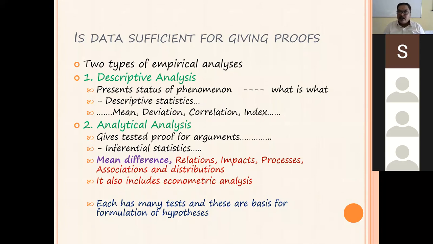Econometrics is a test-proof providing mechanism. The meaning of econometrics itself is the science of measurement with valid proofs, to provide valid proof for arguments. Therefore, both inferential statistics and econometric analysis will help you provide proof for your analytical work. Wherever you want to prove something, you have to take the help of inferential statistics or econometric tools and techniques.